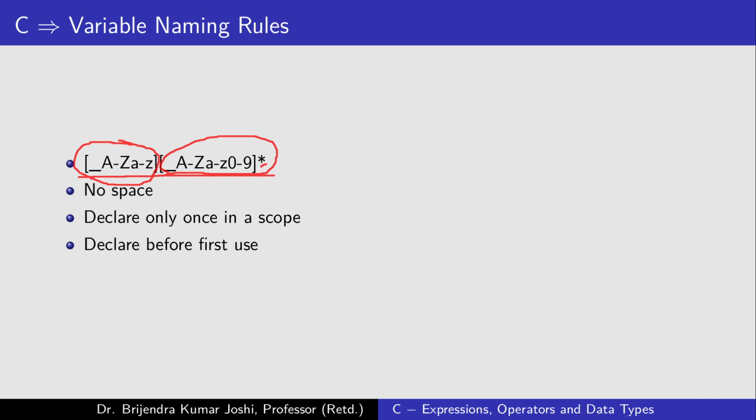Then there must be no space in the name of a variable. Declare only once in a scope. You are not allowed to redeclare a variable in the same scope. Then declare before first use. Before you use a variable, it has to be declared.